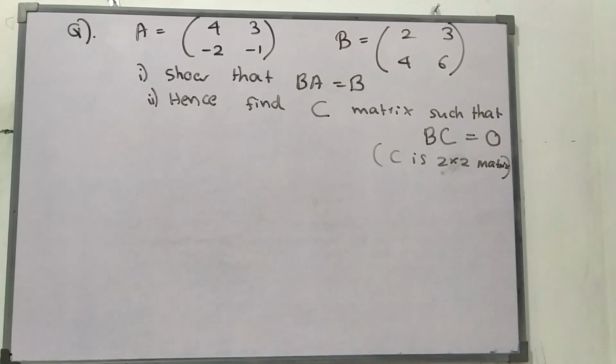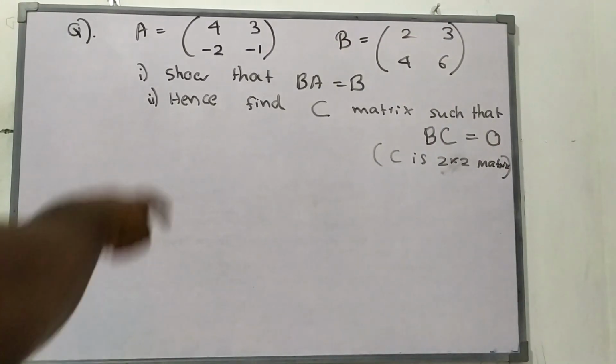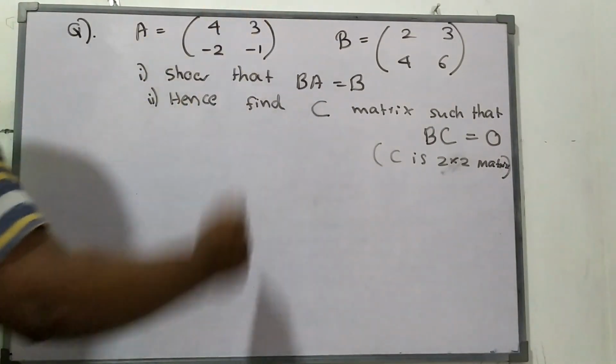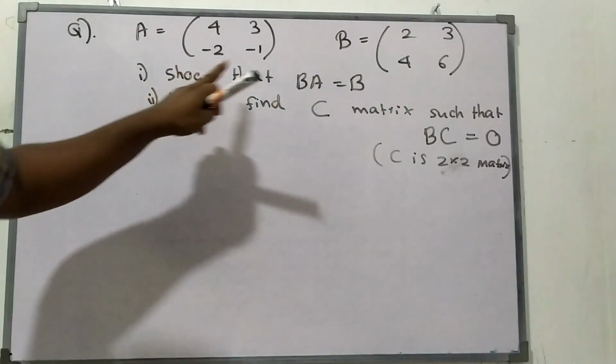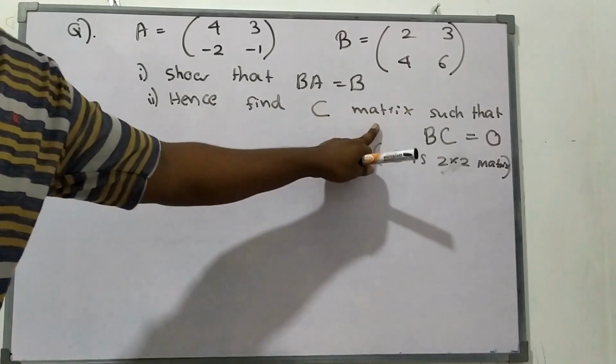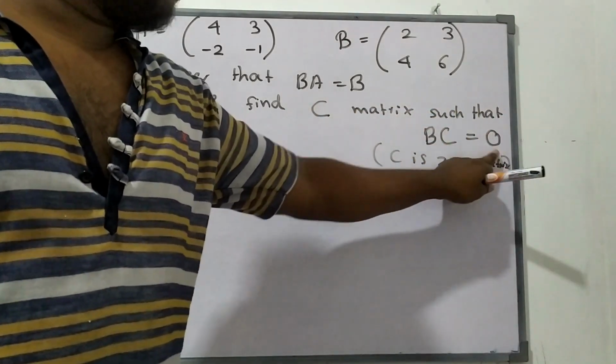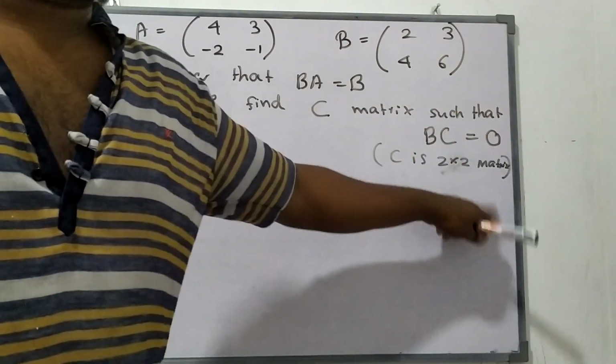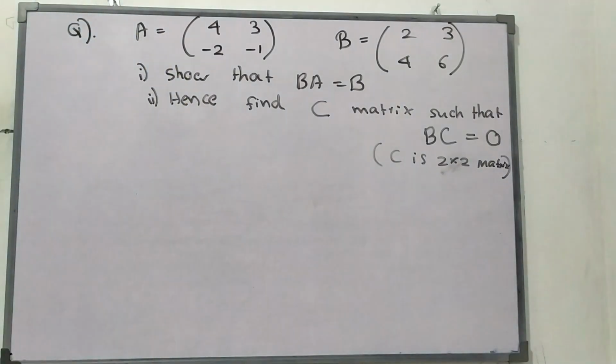Okay, children, this is my next sum. They have already given A and B. It's a 2 by 2 matrix. Show that BA equals B. Hence find Z matrix such that BZ equals 0. Here Z is a 2 by 2 matrix. So start now.